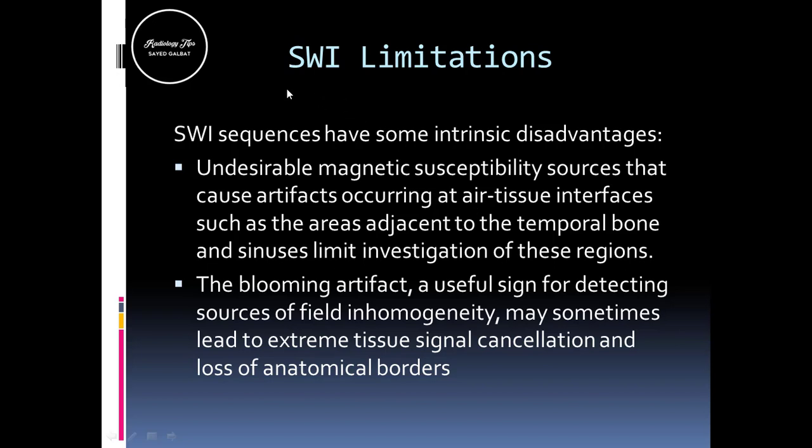Before going to the conclusion, so what are the limitations of SWI? There are undesirable magnetic susceptibility sources that cause artifacts occurring at air tissue interfaces, such as the area adjacent to the temporal bone and sinus, which limits investigation of these regions. The blooming artifact also, which is a useful sign for detecting a source of microhemorrhages, may sometimes lead to extreme tissue signal cancellation and loss of the anatomical borders.